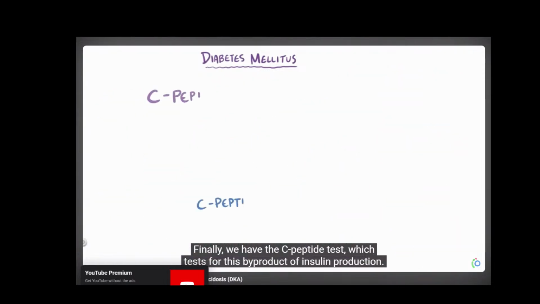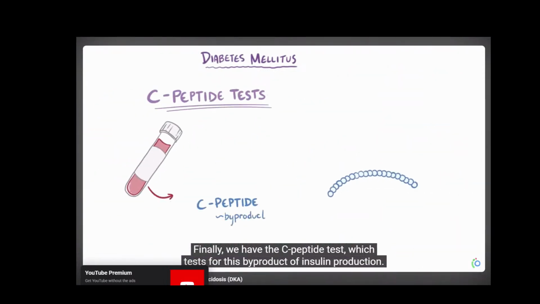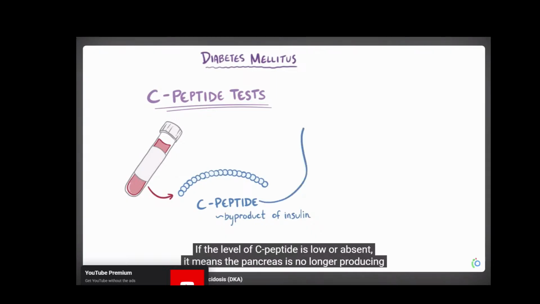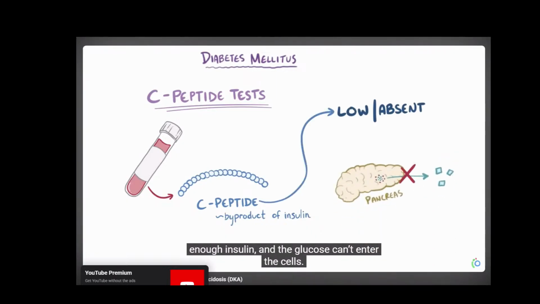Finally, we have the C-peptide test, which tests for byproducts of insulin production. If the level of C-peptide is low or absent, it means the pancreas is no longer producing enough insulin, and the glucose cannot enter the cells.